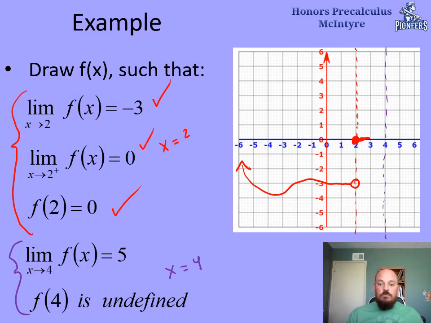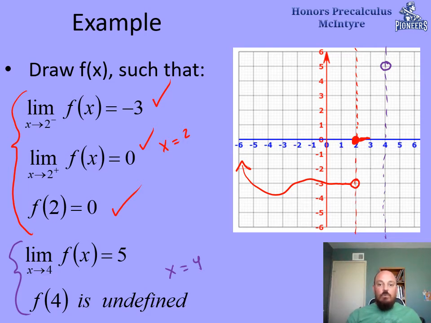Let's figure out the 4's. So I already decided it's undefined. I can't have a point on that line, but I said the limit as x approaches 4 with no plus or minus equals 5. That means both the plus and minus equal 5. Remember, if I say the limit as x approaches 4 is 5, that means it's meeting at 5 from both sides. So when x equals 4, the first thing I'm going to do is go up to 5 and put an open circle. Remember, it has to be an open circle because f of 4 is undefined. We can't have a point on that line. And it needs to approach that line from both sides.